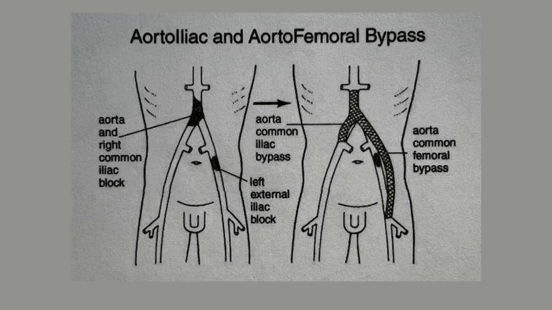So what do we do with that? Well, what we do is a bypass. We can bypass those areas. And we use, say, a little Y-shaped tube, which goes above, you hook it to the aorta, and below, you hook it to the femorals. Very, very common bypass procedure that's done.